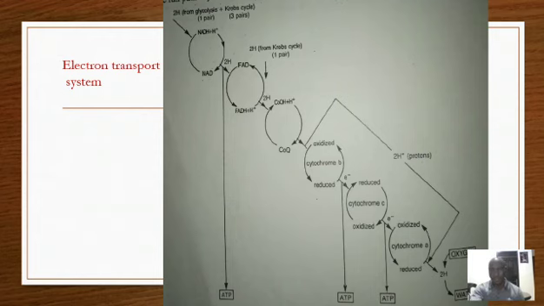Electron transport system, whereby each NADH2 liberates the 3 ATP molecules, and each FADH2 liberates the 2 ATP molecules.